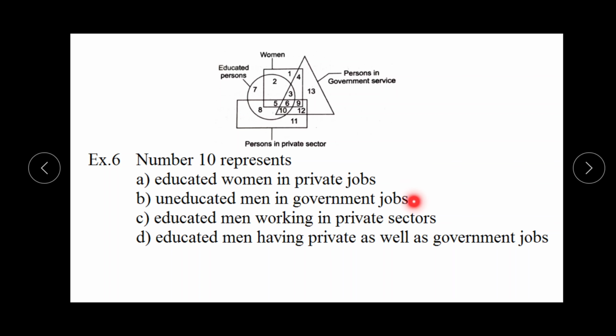Uneducated men in government jobs, wrong, because these are educated men working in the private sector only. No, because they are working in government service also. Educated men having private as well as government jobs. It means the fourth option is the correct option.